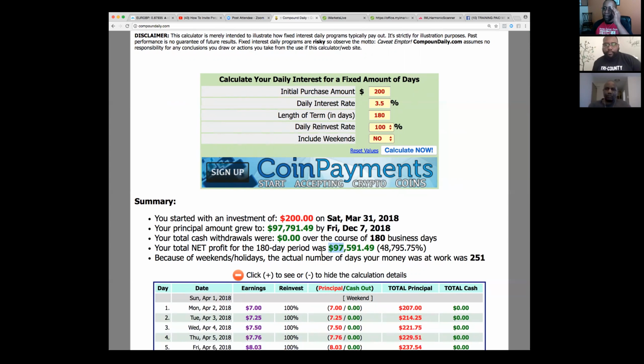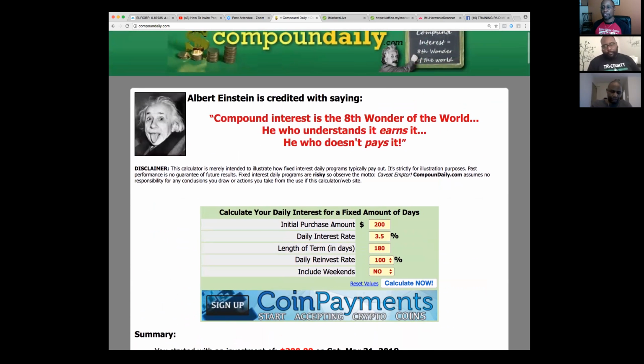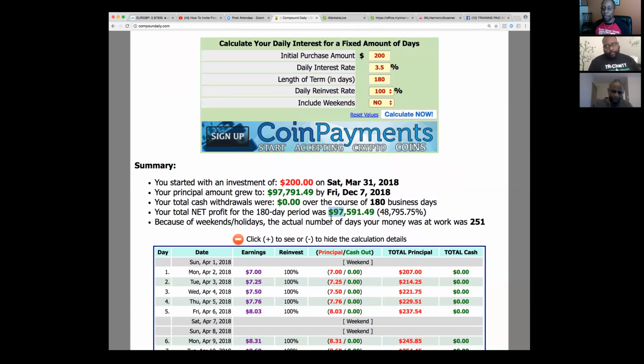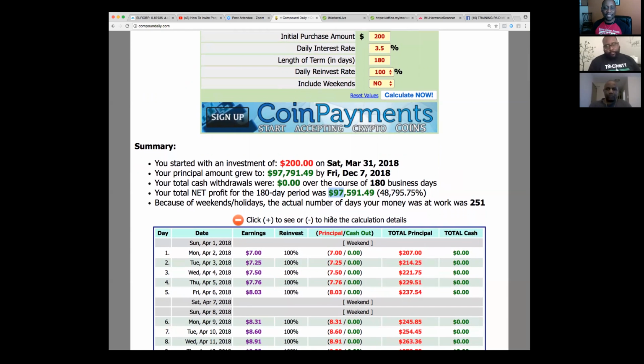Because compounddaily.com is going to go hand in hand with our daily growth trading plan. Both of these things go hand in hand. The main thing you need to know is about compounding interest. If you can put $200 at 3.5%, and you do not touch it at all, you can make $97,000 in 180 days. What's 180 days? That's what, 9 months?